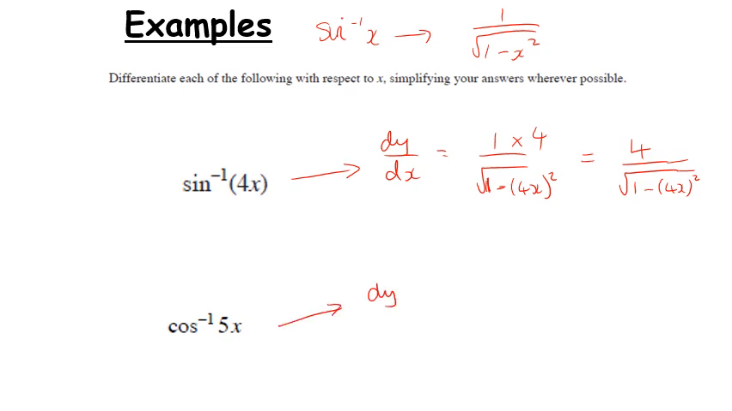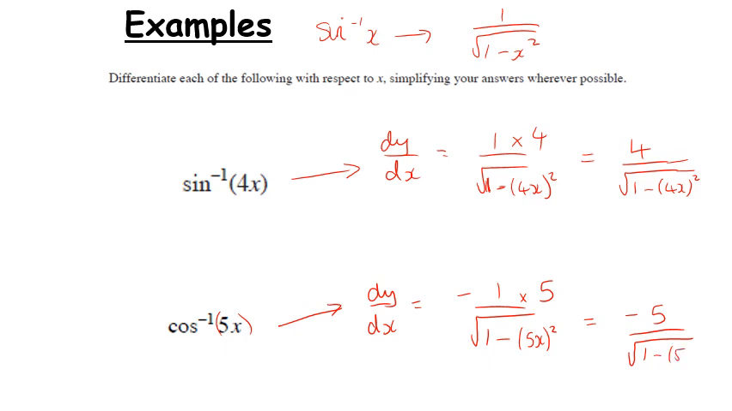The second one's quite similar. So we've just proved that when you differentiate inverse cos, you get minus 1 over the square root of 1 minus, and in the formula booklet it says x squared. But if we apply that to this question, it's not going to be x squared. We need to write 5x squared, and then we times by the differential of the bracket, which is 5. So this one becomes minus 5 over the square root of 1 minus 5x squared.